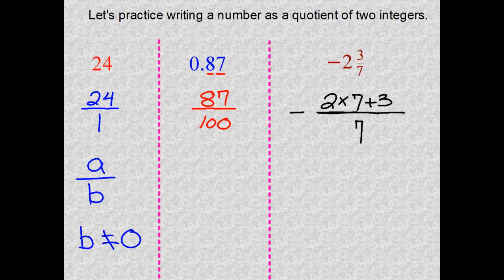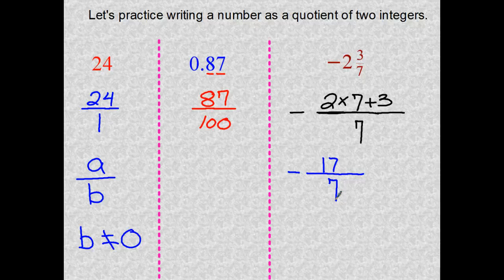So let's work this out. We have negative in the numerator. We're going to go 2 times 7 is 14. 14 plus 3 is 17. 17 over 7. Please make a special note in your journals that the problem started off with the negative sign in the middle of our fraction bar.